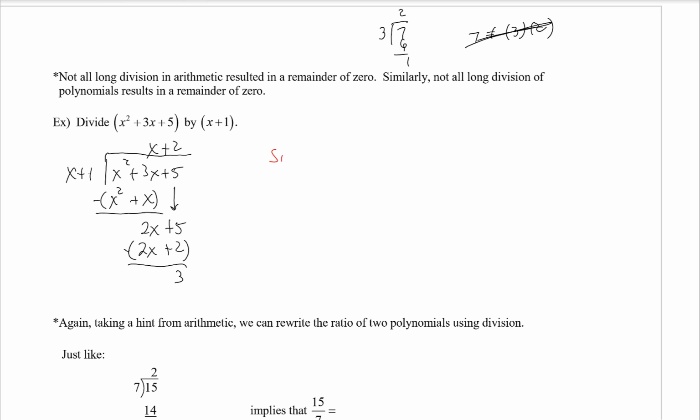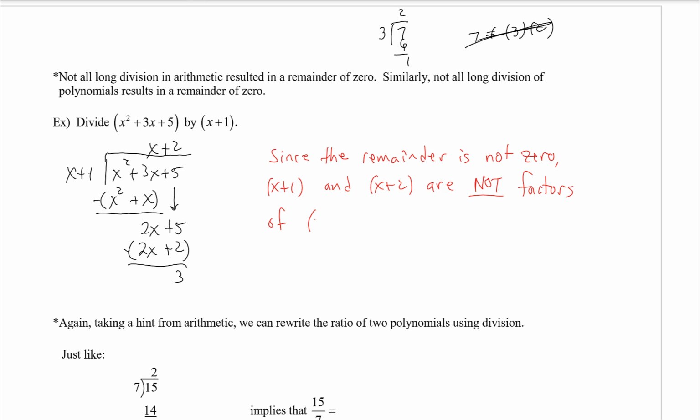So since the remainder is not 0, x plus 1 and x plus 2 are not factors of that quadratic, which was x squared plus 3x plus 5. Now, keep in mind, all that mattered is that the remainder wasn't 0. I don't care that the remainder is 3. It just mattered that the remainder wasn't 0.